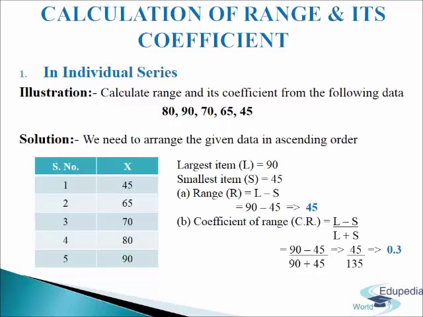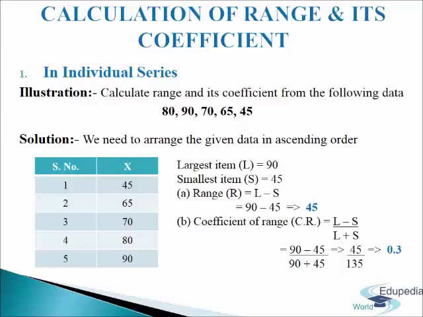First, in individual series. There is no frequency in individual series. We are just given the values of the variable, which is denoted by letter X. We need to arrange the series into ascending or descending order. We need to recognize the largest and smallest values in the distribution. Let us understand this with the help of the following illustration. We have to calculate range and its coefficient from the following data.